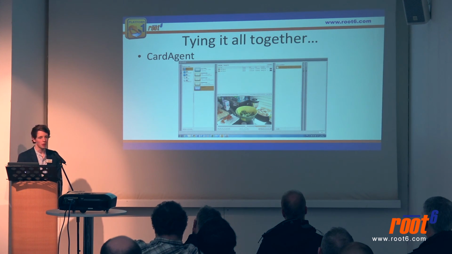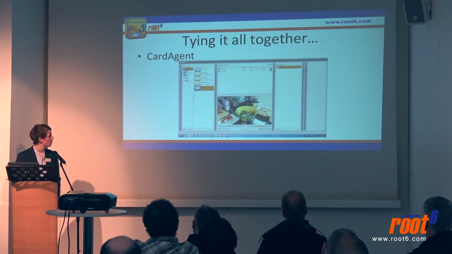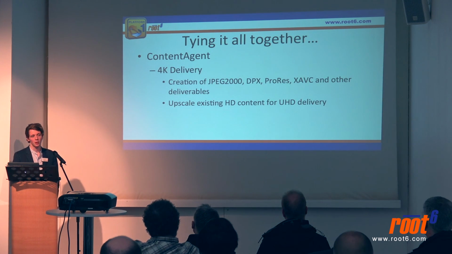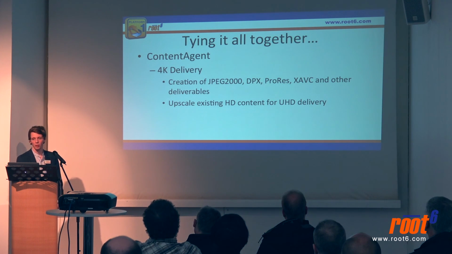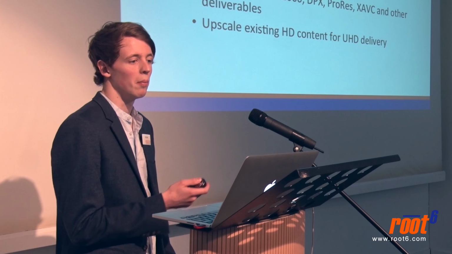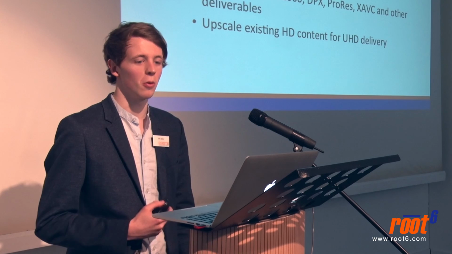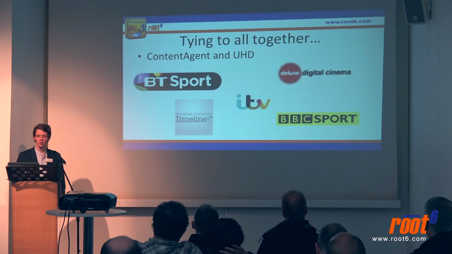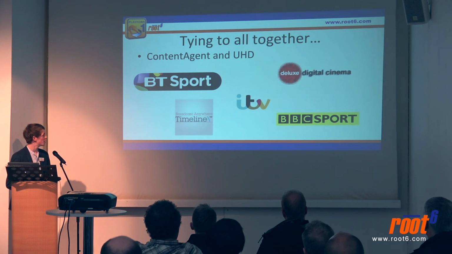And we've got journalists using that, all sorts, but through really complex Content Agent workflows with a number of steps. Equally, you can do a number of 4K deliveries with Content Agent as well, and we have people delivering everything from JPEG 2000 to IMF, XAVC, and again, upscaling using that pipeline existing HD content through for UHD delivery, and just to name drop a few of the people that have trusted Content Agent with their beautiful UHD content.